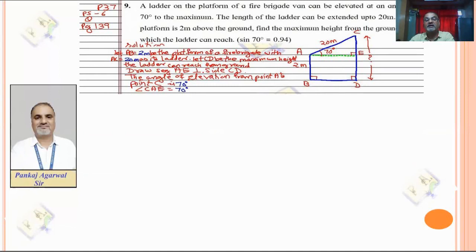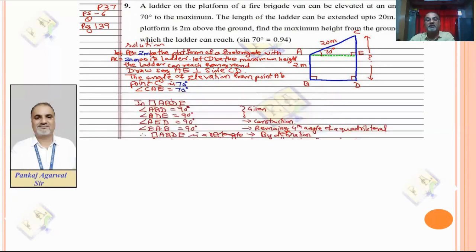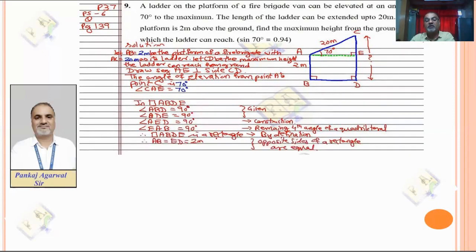Draw segment AE perpendicular to side CD, which is the horizontal line of vision. The angle of elevation from point A to point C is 70 degree. Therefore, angle CAE is 70 degree. In quadrilateral ABDE, prove that it is a rectangle using the same method in 5 steps. And then opposite sides are equal. AB equal to ED equals to 2 meter. BD equal to AE is not required, so we will not talk about it.